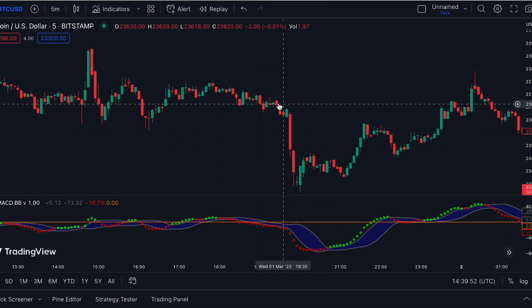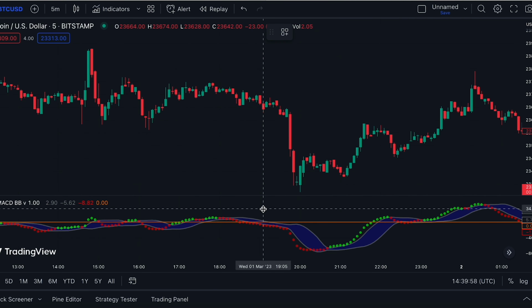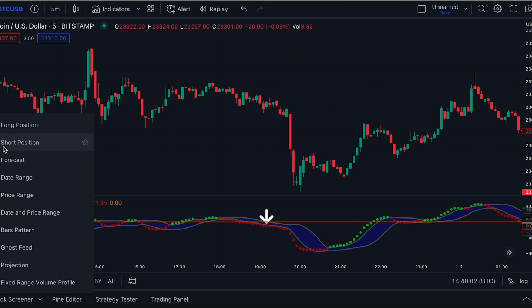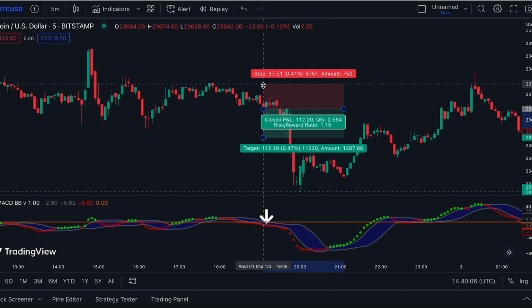The dots are below the zero line as can be seen in this image. This demonstrates that the trend is downward at the moment. Here, we can see that while the dots were below the zero line, they alternated between green and red. As a result, we can take a sell position.